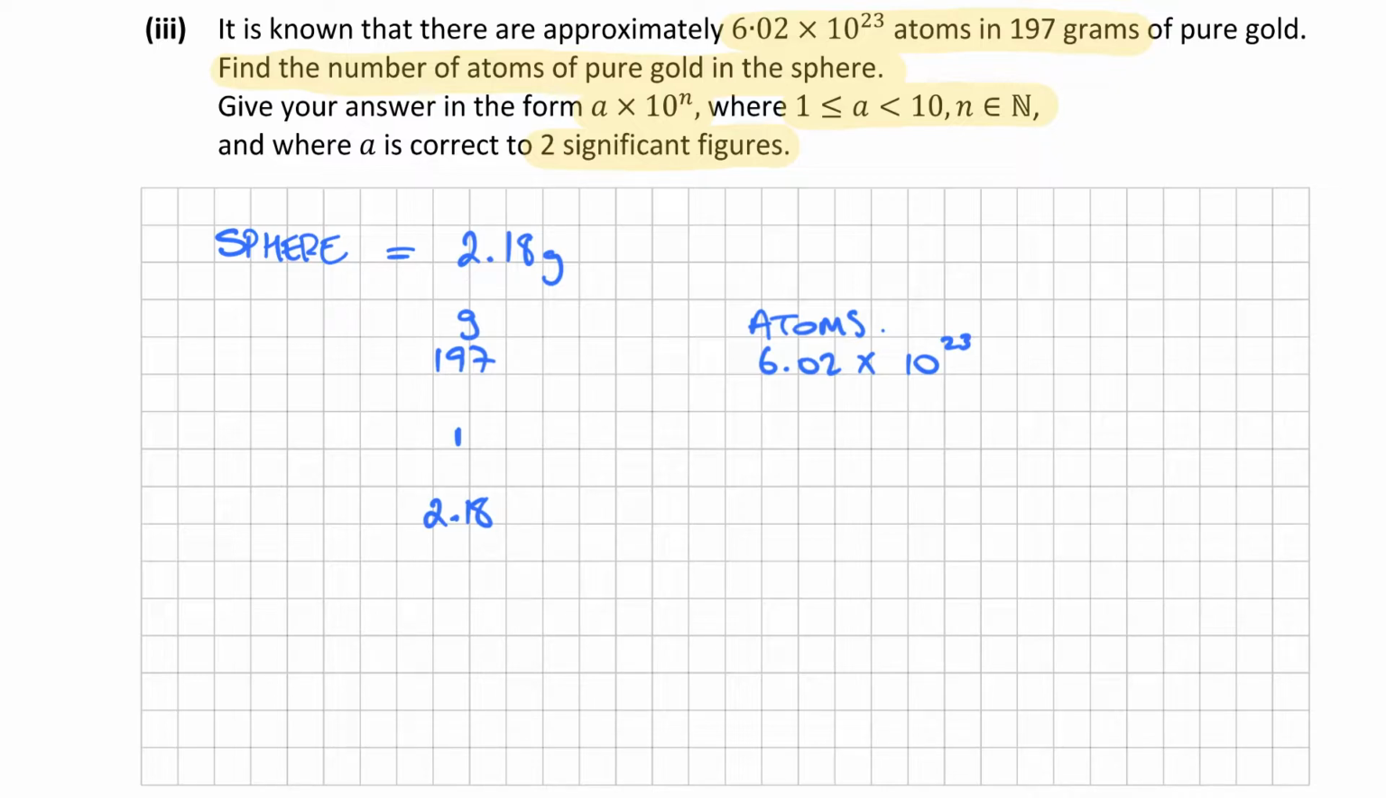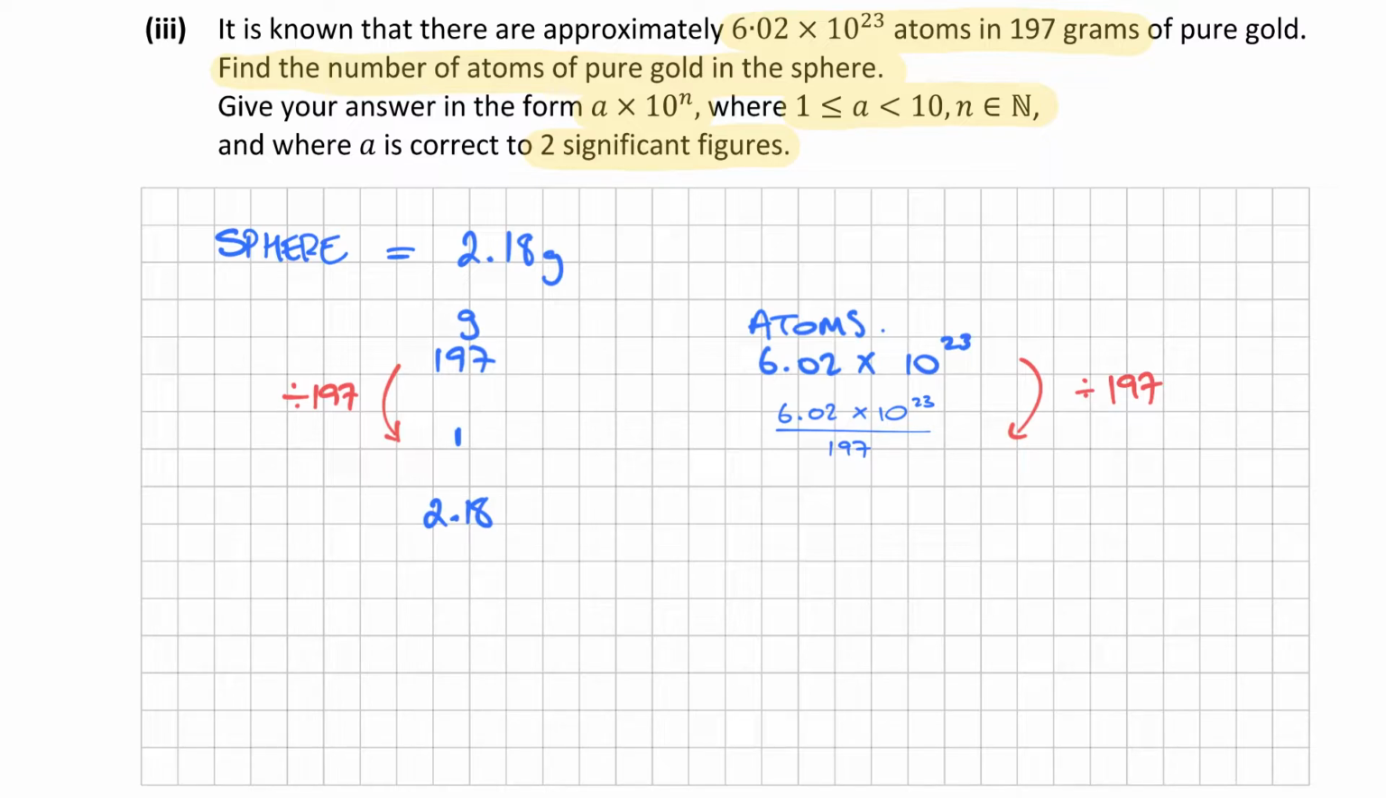The challenge here is that we're dealing with standard form or scientific notation, but the actual process is very straightforward and we can get our calculators to do the majority of the work here. So, to turn 197 into 1, we simply divide it by 197. So we'll do the exact same on the other side and divide that by 197. So that'll give us 6.02 multiplied by 10 to the power 23 all over 197.